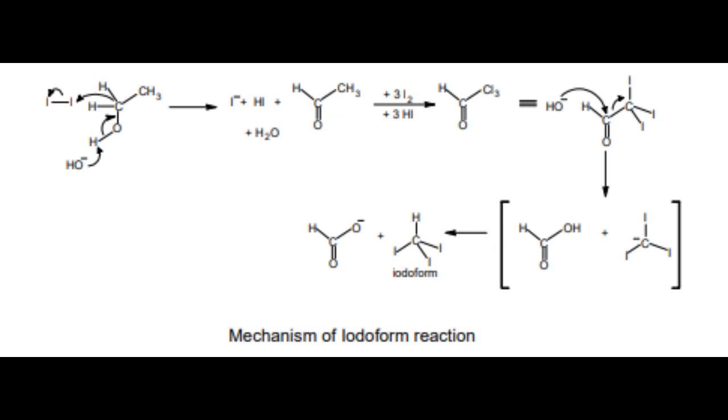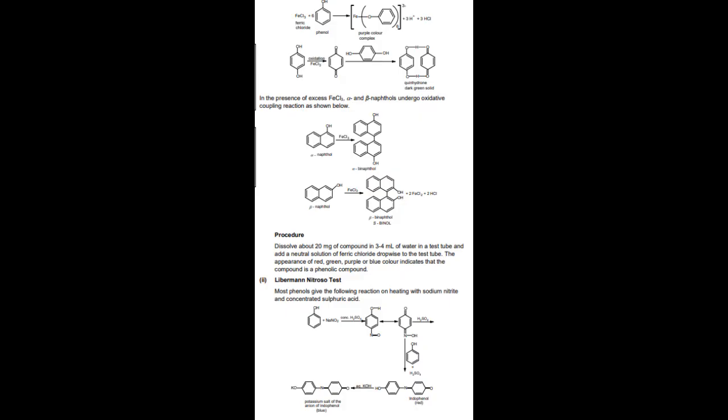I. Ferric chloride test. The majority of the phenols react with neutral ferric chloride solution and give dark colored, such as blue, green, purple colored complexes. 3 C6H5OH + FeCl3 gives [Fe(OC6H5)6]3- purple + 3HCl. In the presence of excess FeCl3, alpha and beta naphthols undergo oxidative coupling reaction as shown below.